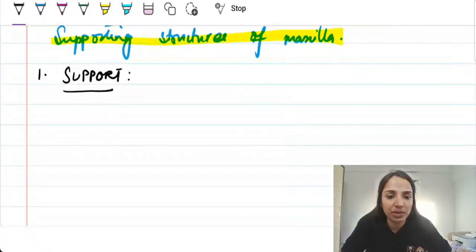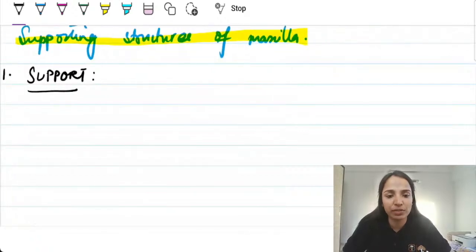In other words, if you want to understand what support means, say I'm sitting on a chair right now which has four legs. The weight of my body is transferred to the ground or the floor via those four legs. So the four legs are providing support to me right now, or rather support to the chair. The same function is carried out by different structures in the mouth.